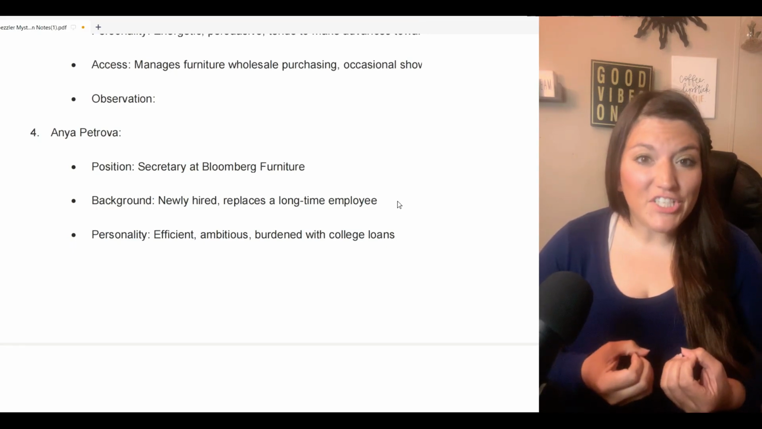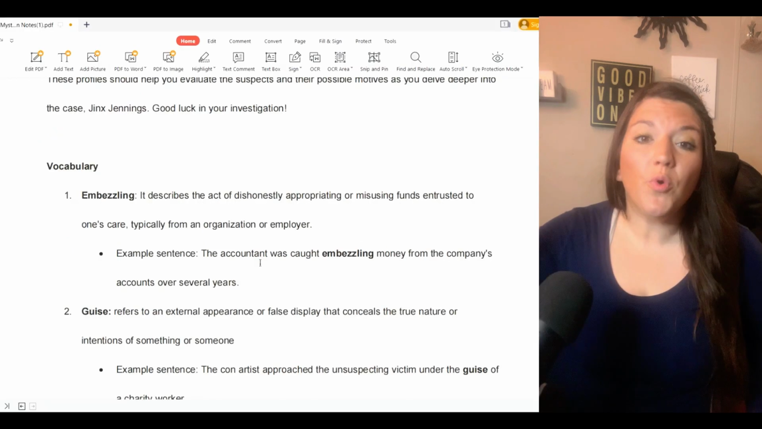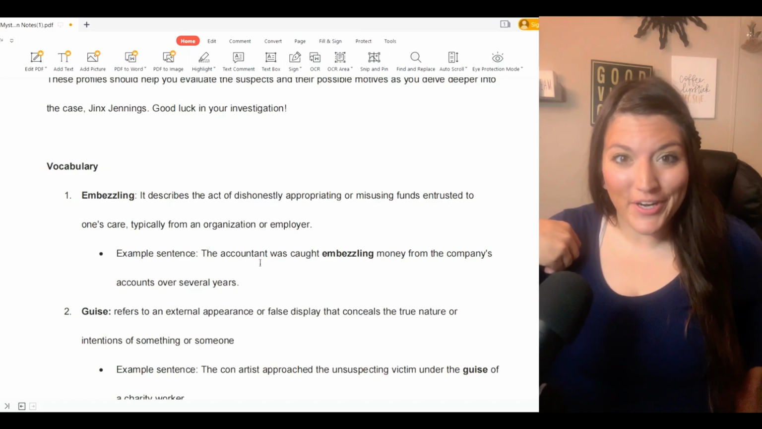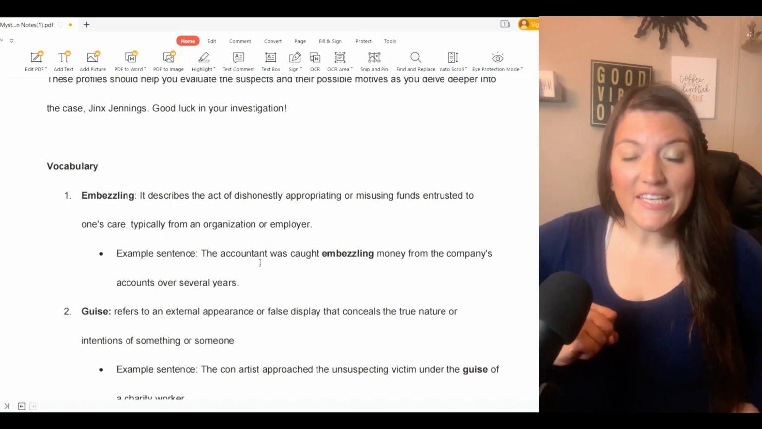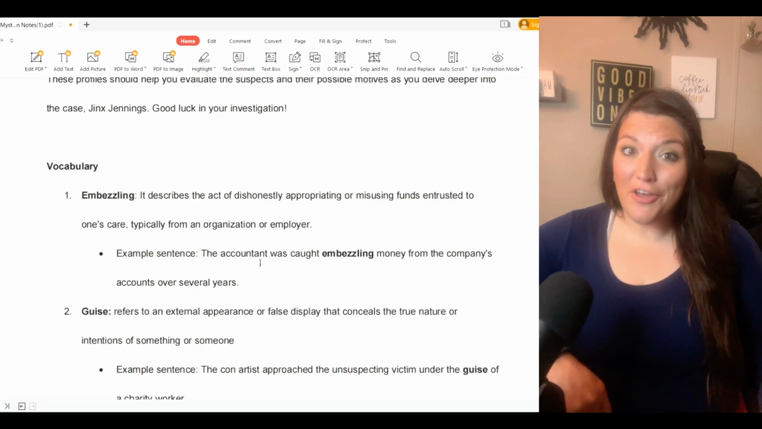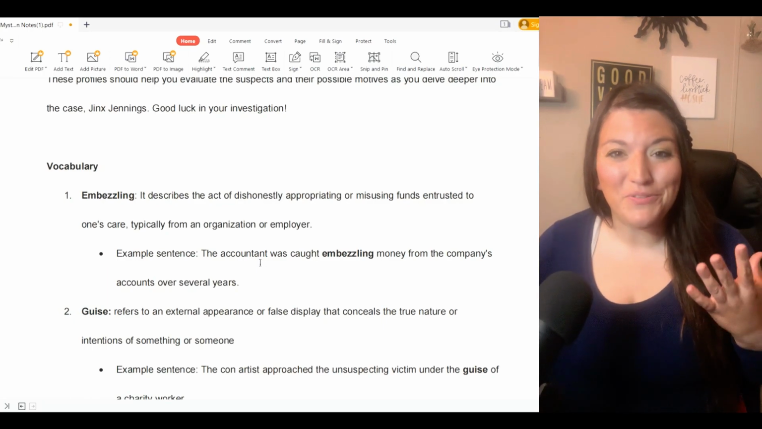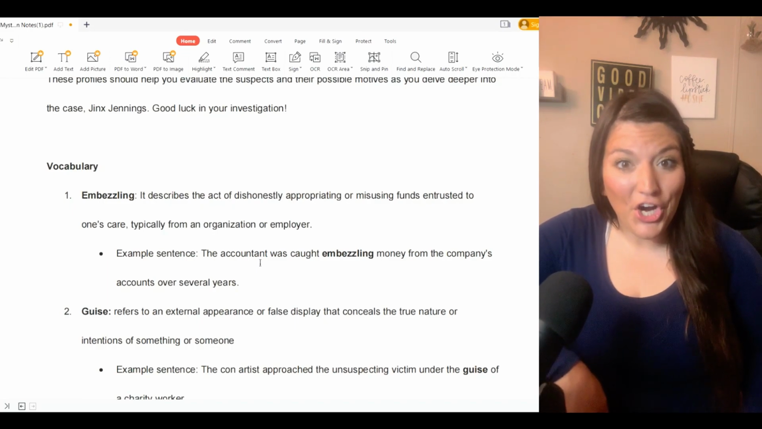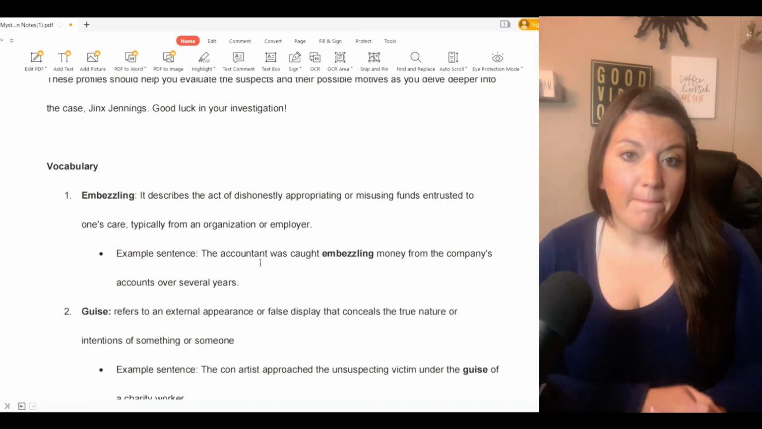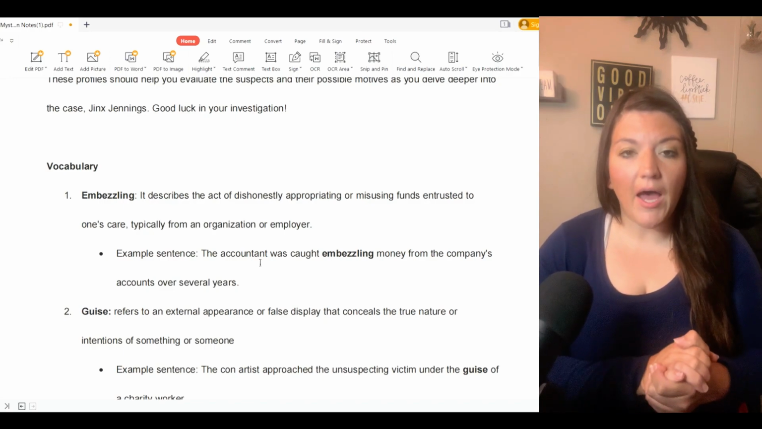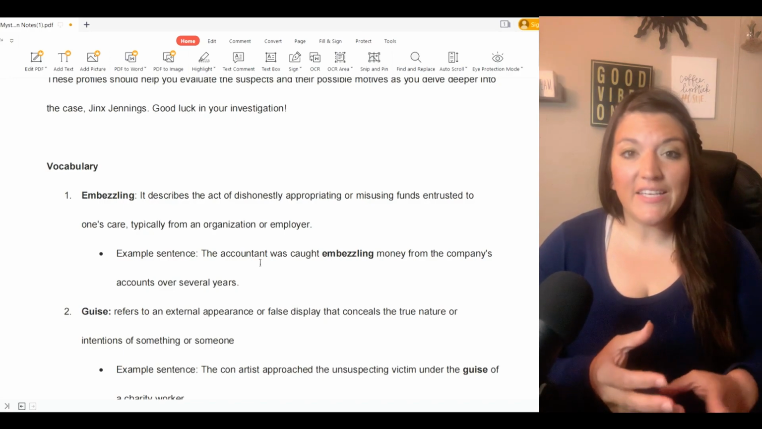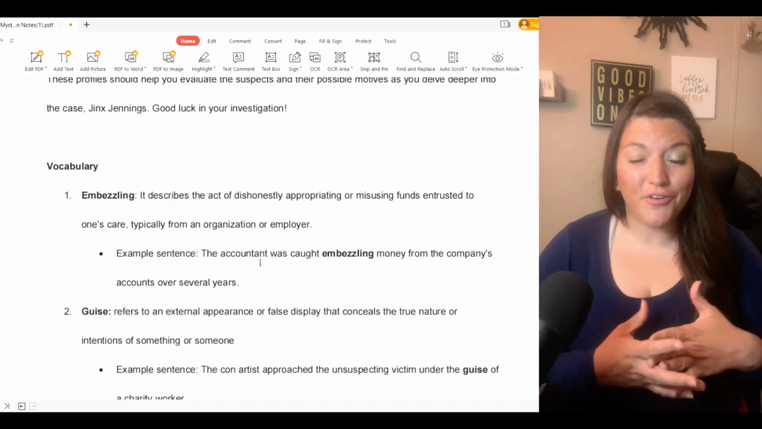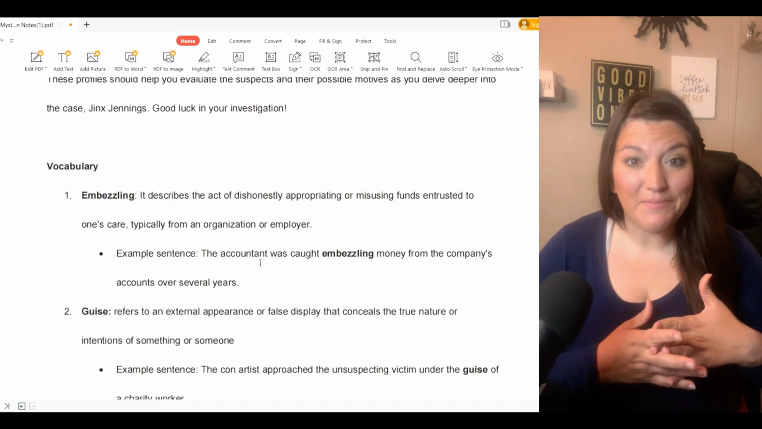She's efficient. She's ambitious. We're going to jump down to the vocabulary and go over these words before we read the story. So the first word is embezzling, which I thought would be the best word to go over first, since our story is about the embezzler. So when we're talking about embezzling, we are talking about people misplacing or misusing funds. They're taking them for themselves or for another reason that is not intended by the company.